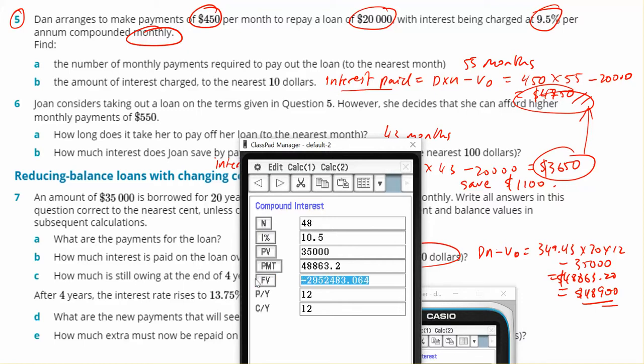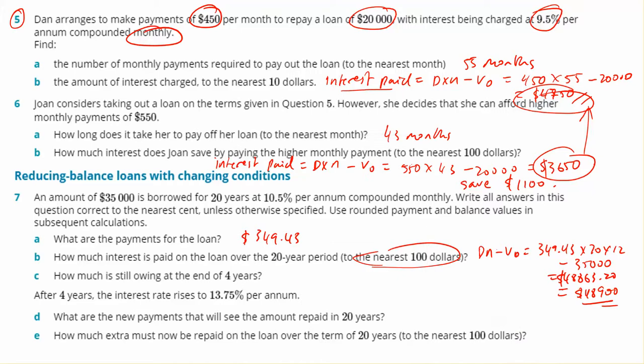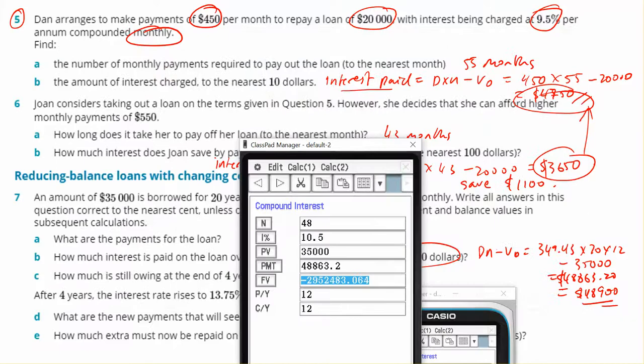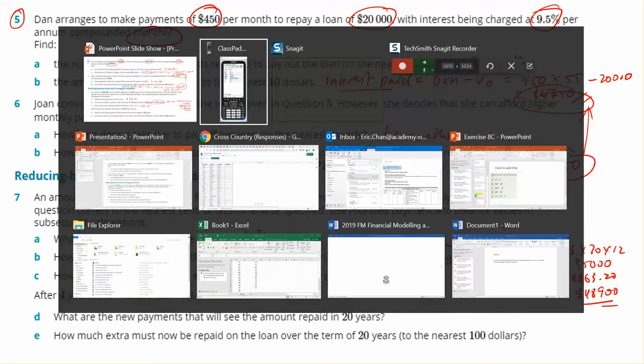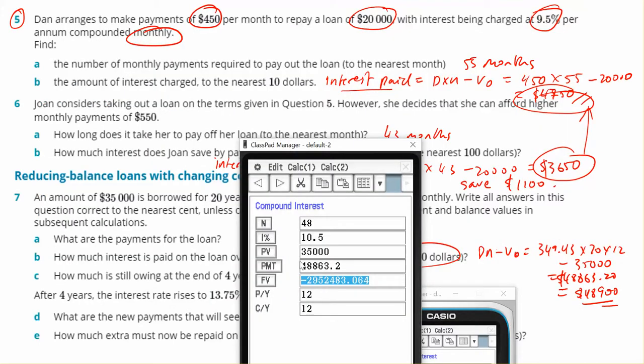295.2483. And I think that was this one, $0.06. So you still owe that much after 4 years. Just look at the number. It's negative because the final value is negative, because we still owe that amount. Negative means you owe the bank.